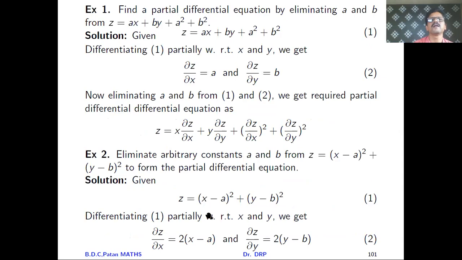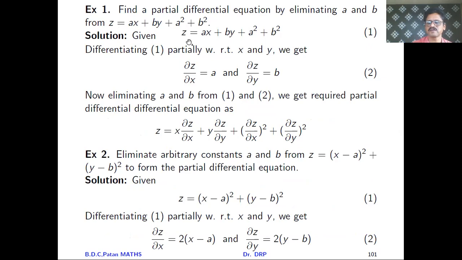Now, next, I have taken a few examples here: find a partial differential equation by elimination of a and b from the given relation. But friends, we will discuss this part in the next lecture. So today we'll stop here.